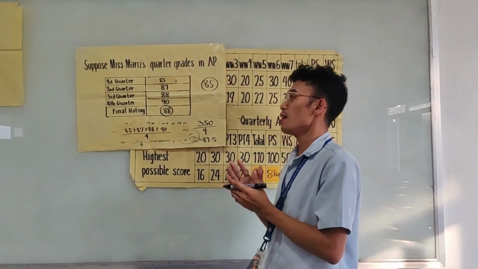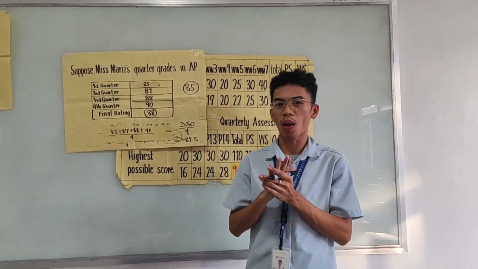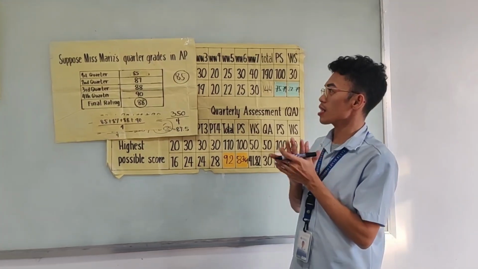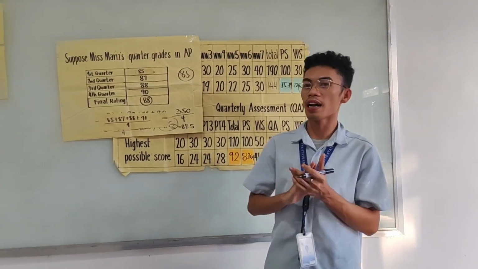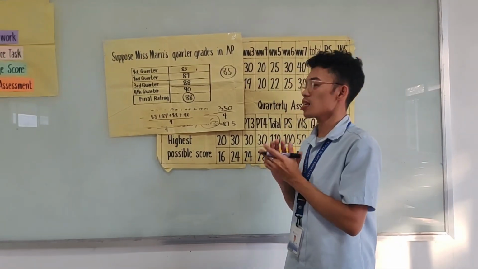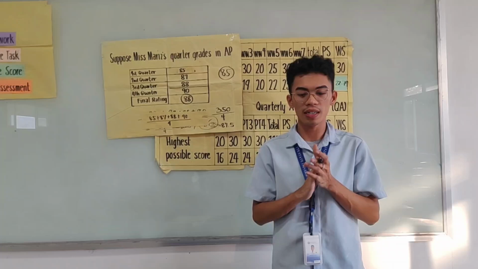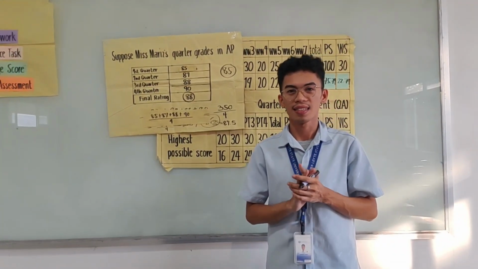So based on the grading system of the Department of Education, if your final rating is 75 and below, this means that your descriptive rating is failed. However, in Miss Marie's case, in her quarter grades in Araling Panlipunan, her final rating is 88. So this means that her grade is 75 and above. So that's why her descriptive rating is passed.